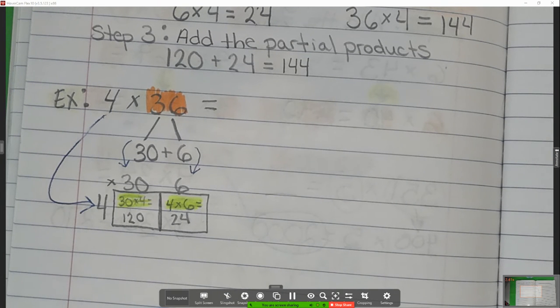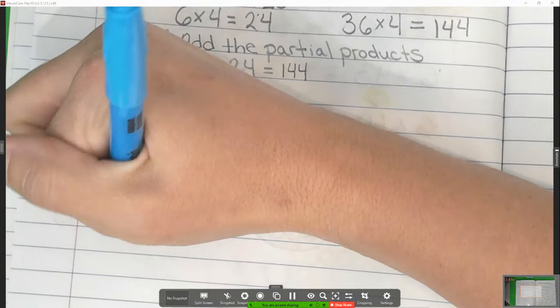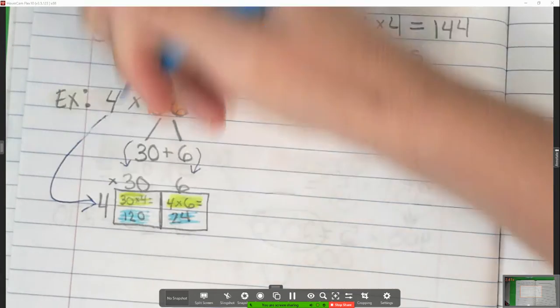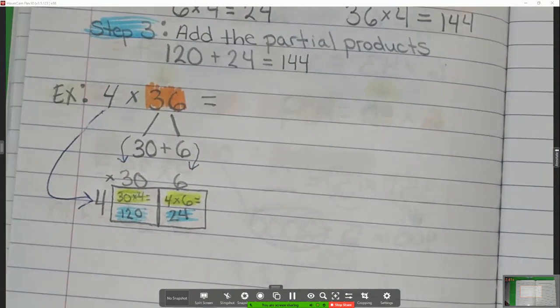One more step. What's my third step? Who can tell me my third step? Phoebe, what's my third step? 120. Perfect. We have to add our partial products, right? So this is a partial product. This is the answer, 120 and 24. That's our partial product. So now I have to go ahead and I have to add them.